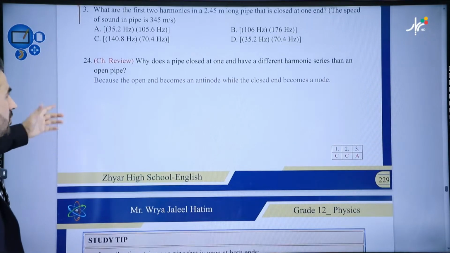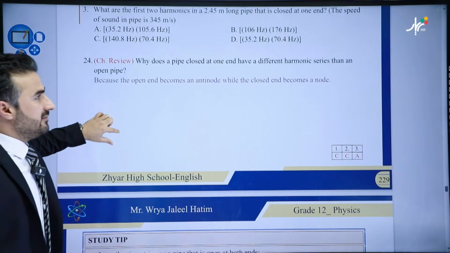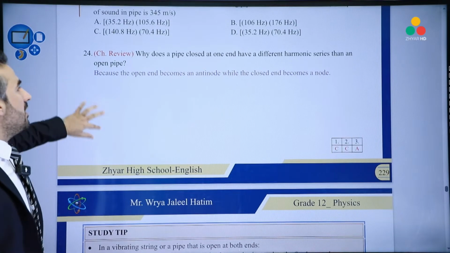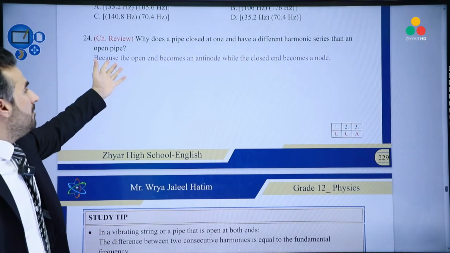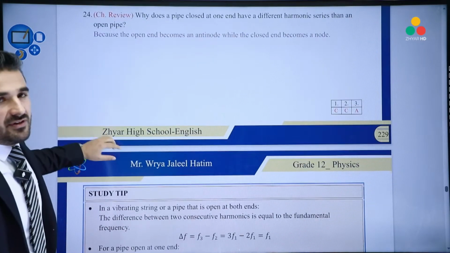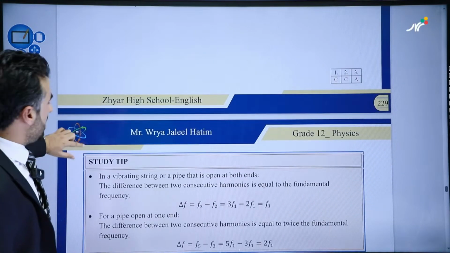That was the last question we solved: why a pipe closed at one end has a different harmonic series than an open pipe. And of course, because the open end becomes an antinode, while if it is closed, it becomes a node.